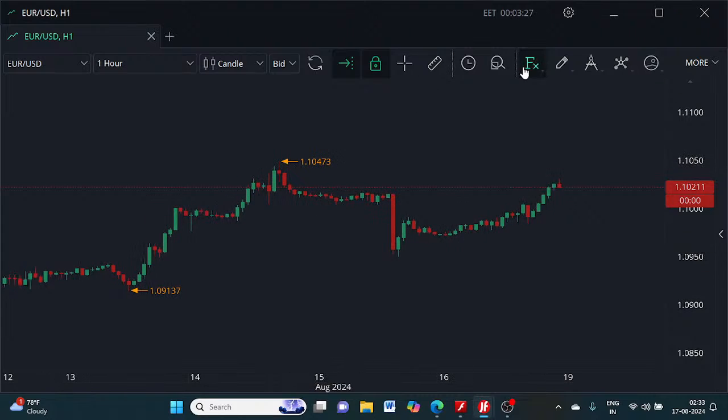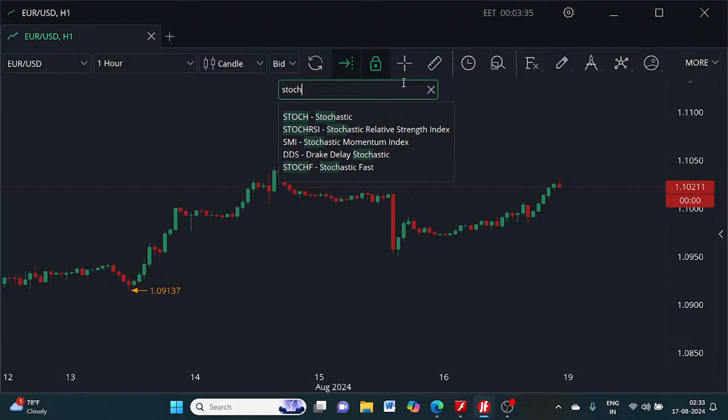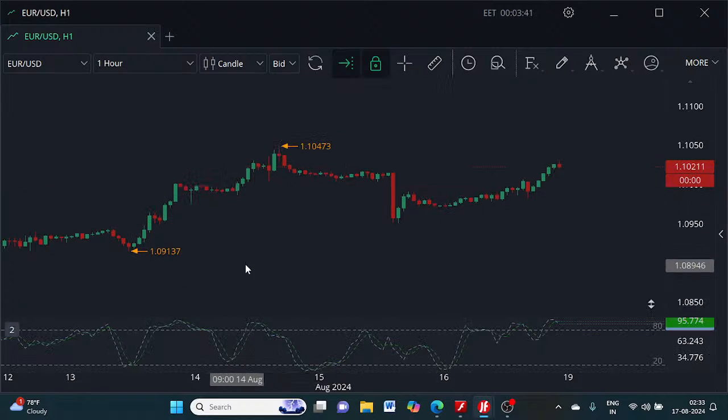For adding the stochastic indicator, all you need to do is a quick search. If you type in stochastic, here you get it. We have a couple of stochastic indicators provided to us on the platform.